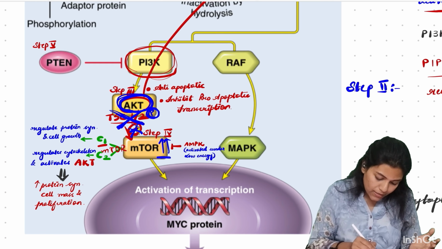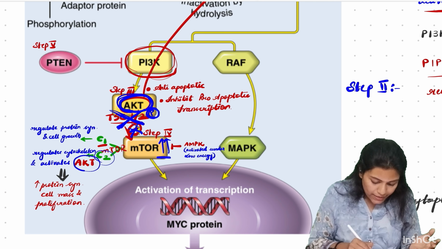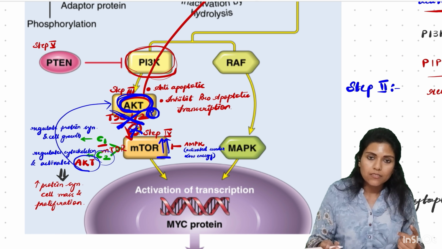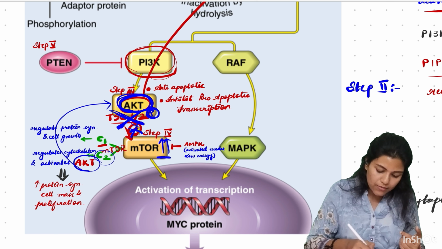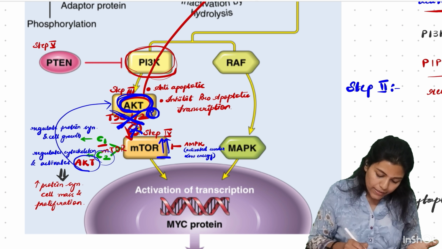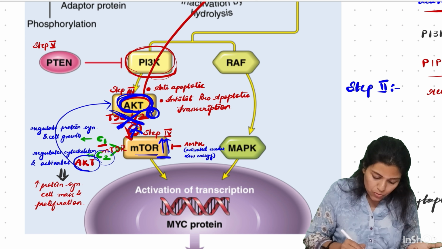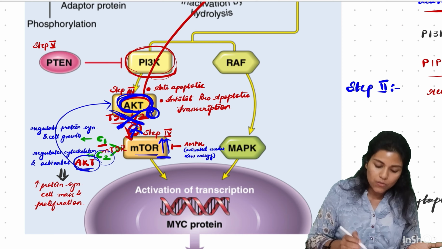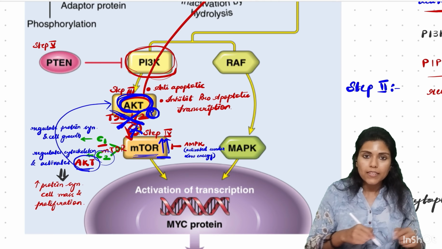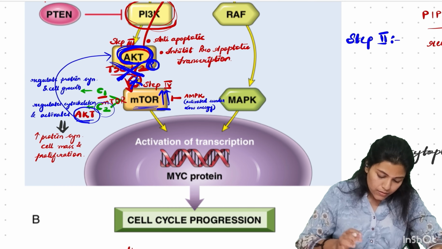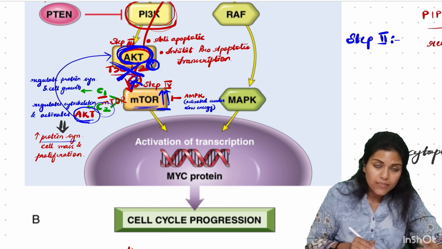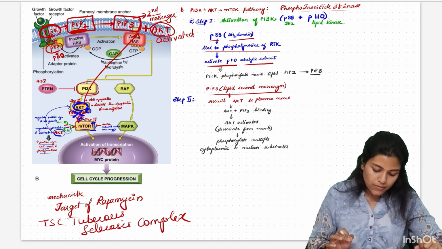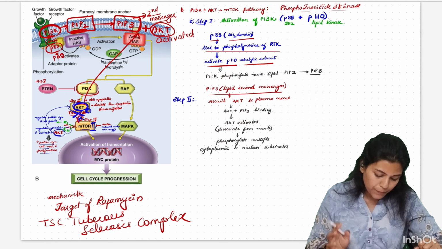And this mTOR, via C2, will again increase AKT. It has a loop, like a vicious cycle. Again, AKT will suppress the tuberous sclerosis complex, and again mTOR gets activated. More active mTOR means more AKT, and more AKT means, by suppressing the tuberous sclerosis complex, more mTOR. The ultimate outcome is to increase protein synthesis, cell growth, that is mass, and proliferation. This is step 4, the mTOR pathway.